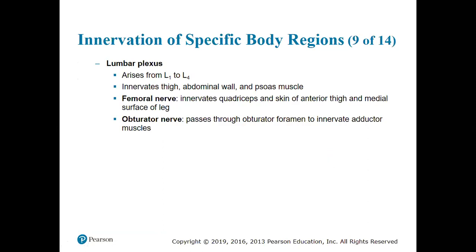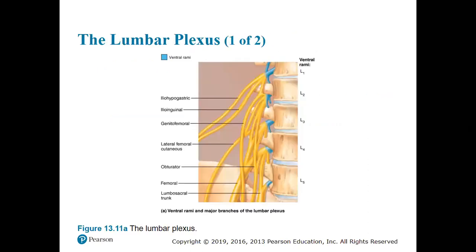I want to talk a little bit about the lumbar plexus. We're going to get into L1 to L4 and the femoral nerve. Here we're looking at innervation of the quadriceps and skin of the anterior thigh and medial surface of the leg. So, the femoral nerve, and we're going to be looking at some other things. We're going to slowly get into even your sciatic as we move lower and lower.